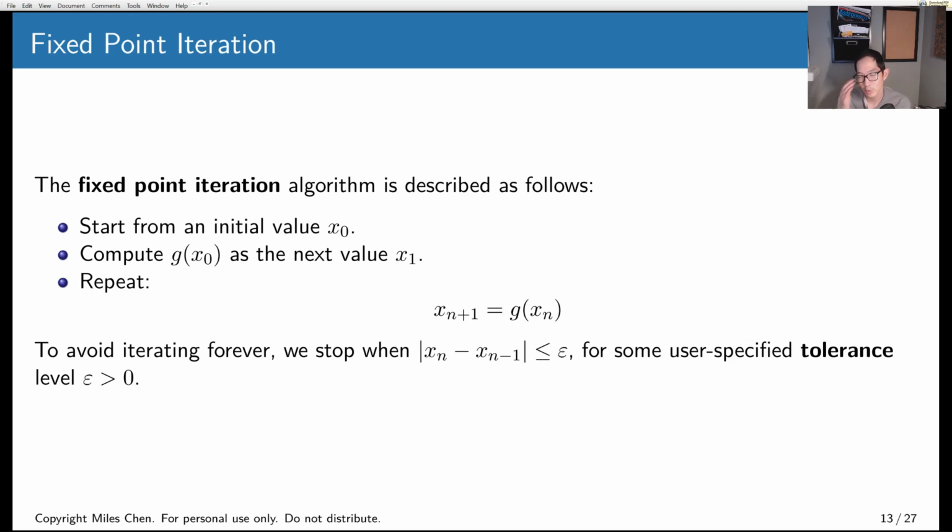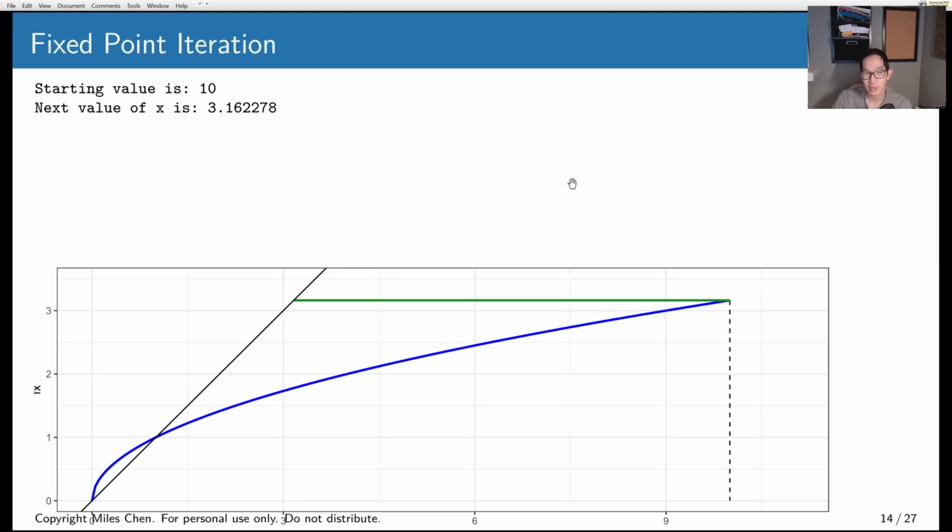It depends how big your initial number is and the value of your fixed point, what tolerance level you want to choose. So that's fixed point iteration. That will help us find fixed points. And so here's an example.